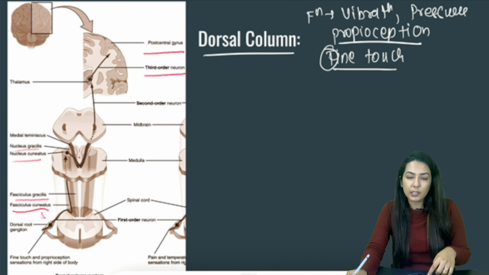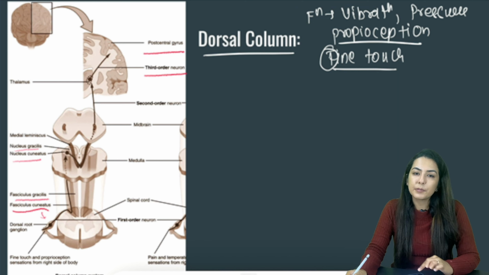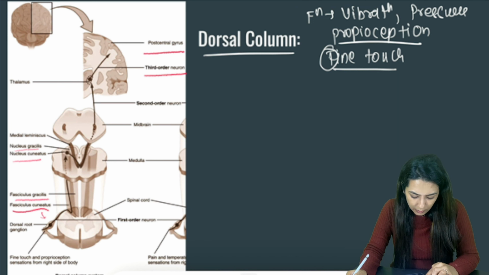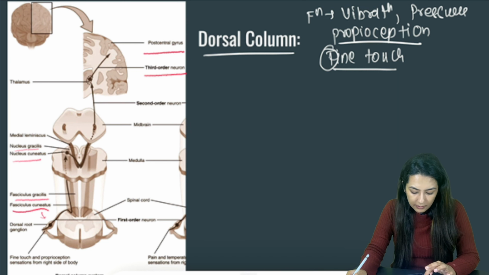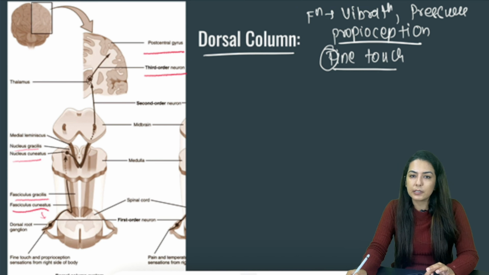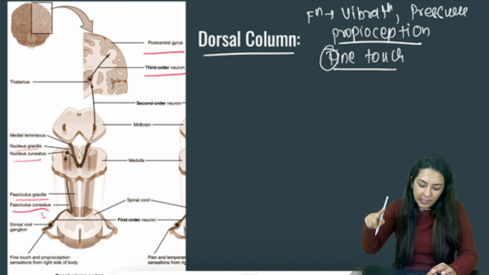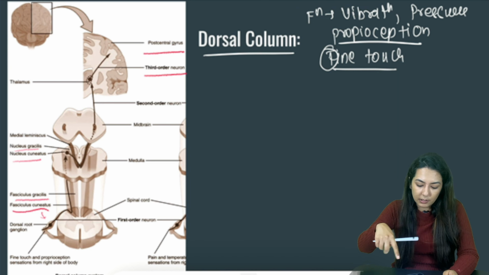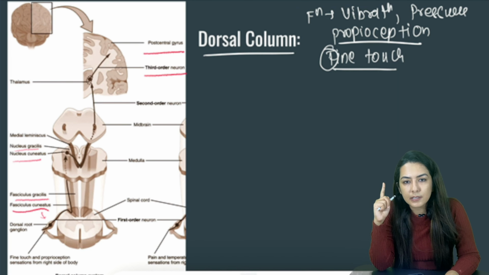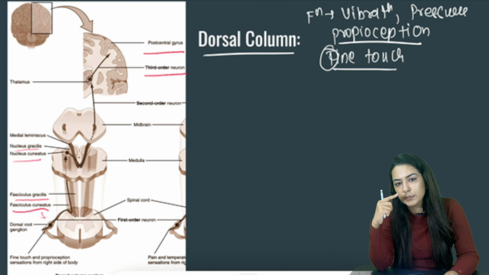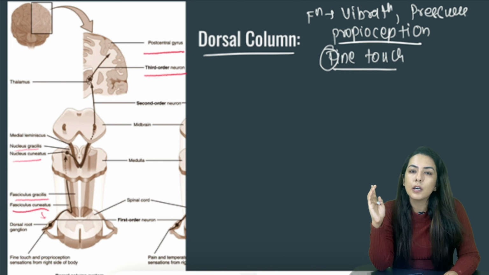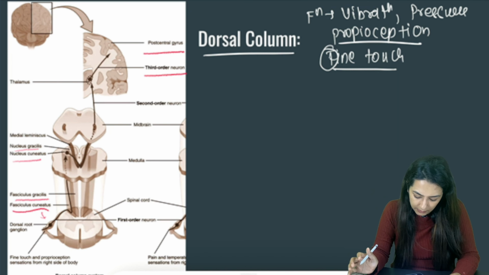So remember, the first order neuron starts from the dorsal root ganglion and travels in the fasciculus gracilis and cuneatus. In the medulla, it synapses with the second order neuron in the nucleus gracilis and cuneatus. The second order neuron decussates to the opposite side in the medulla, and it synapses in the thalamus with the third order neuron, and from that third order neuron, from the VPL nucleus of the thalamus, it will go into the postcentral gyrus. So I hope I am clear with this.